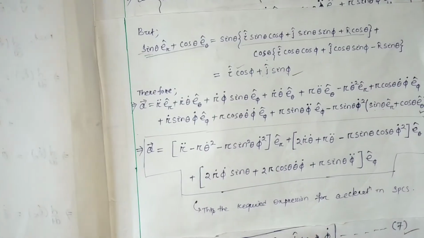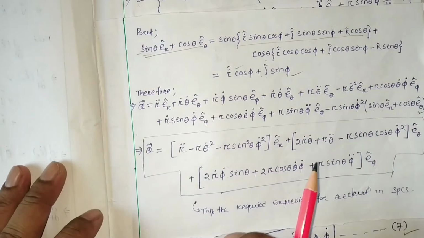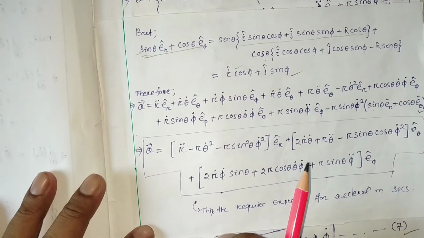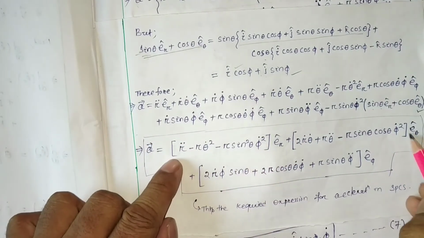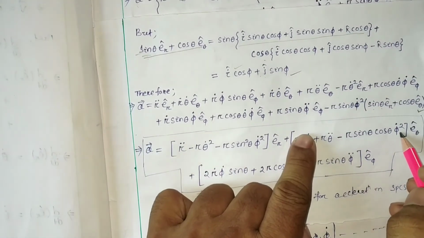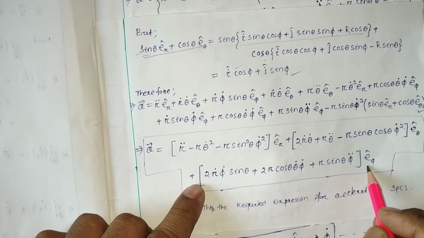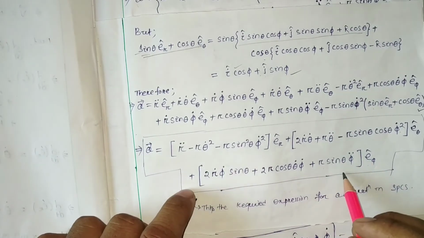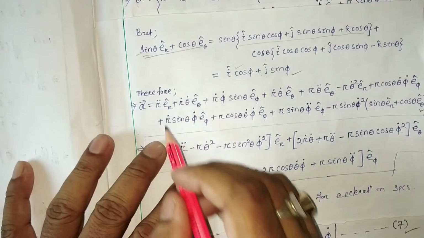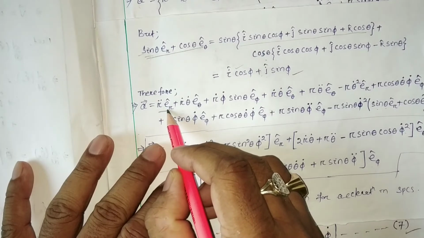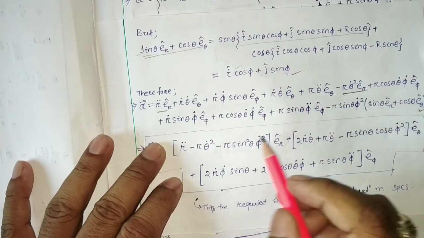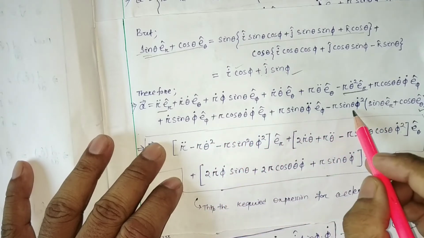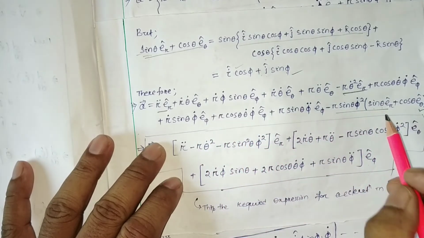Now what we have to do? We have to write all the terms belonging to e_r cap in one place, e_theta cap terms in another place, and e_phi cap in another place collectively. So here you can see this term belongs to e_r cap, another e_r cap is there, another term, this one, e_r cap is there, right?